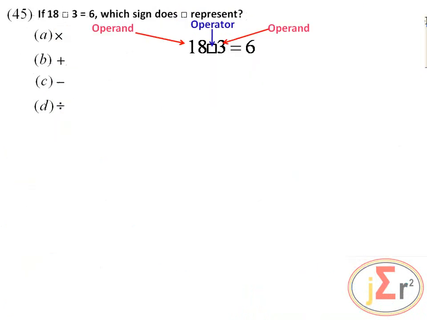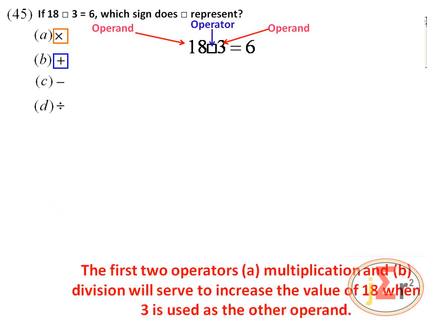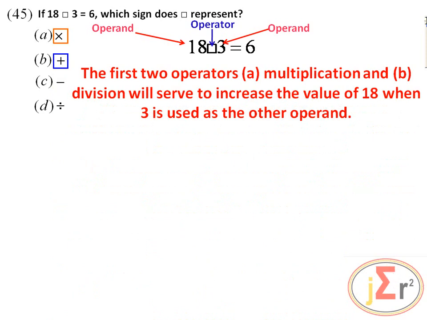If 18, something with 3, and the result is equal to 6, which sign does the little rectangle represent? And Jerry is saying it is division. Let's see. Why do we highlight those two signs? Because those two signs will cause the number to increase. The first two operators, A, multiplication, and B, division, will serve to increase the value of 18 when 3 is used as the other operand.